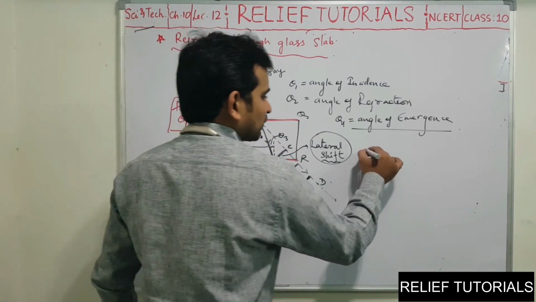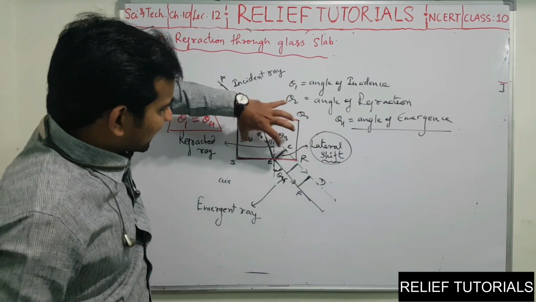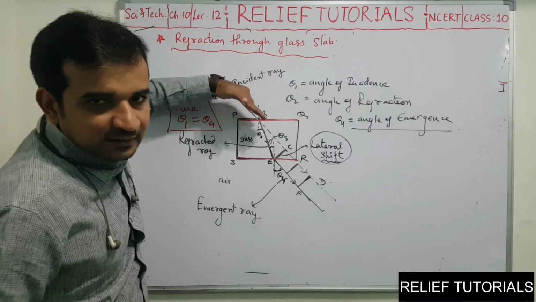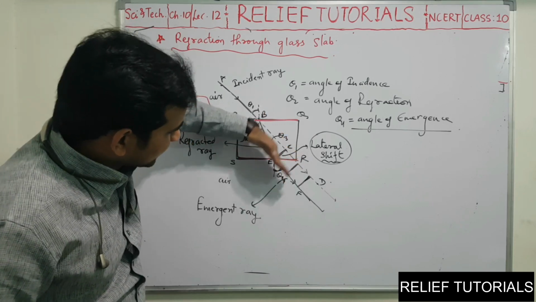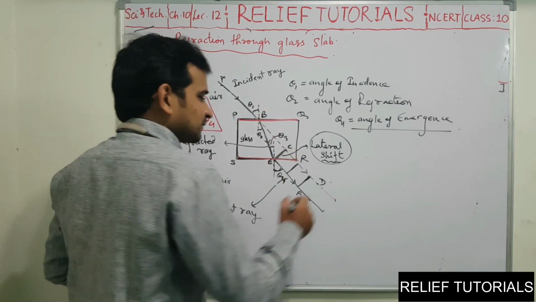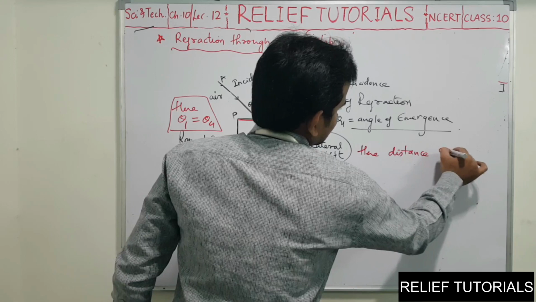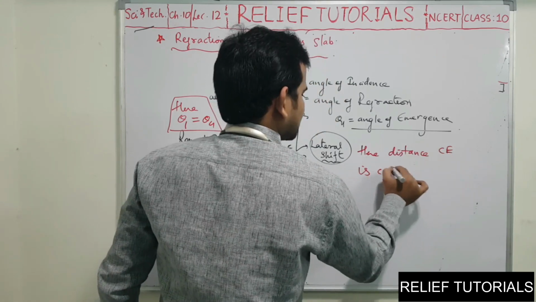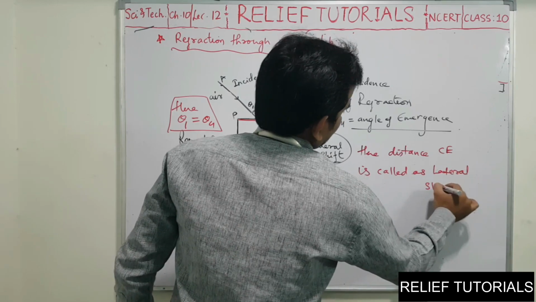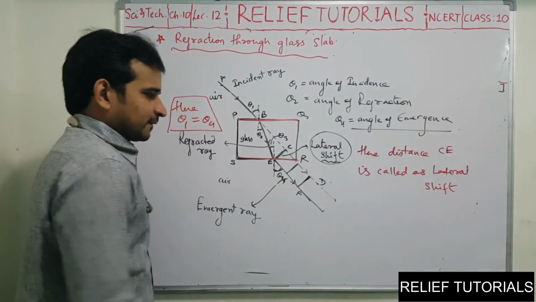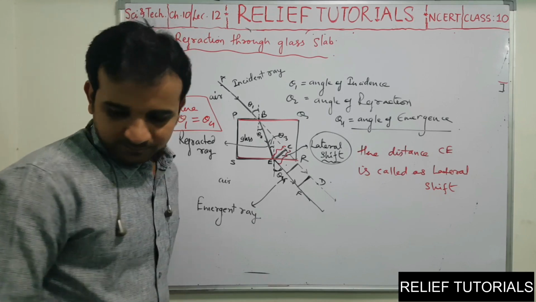Okay, so what do you mean by lateral shift? Lateral shift means, when the glass slab is placed in the path of the incident ray, the path of the incident ray is slightly shifted, and this distance is called lateral shift. So here, distance CE is called lateral shift.